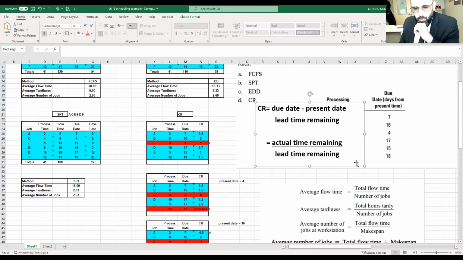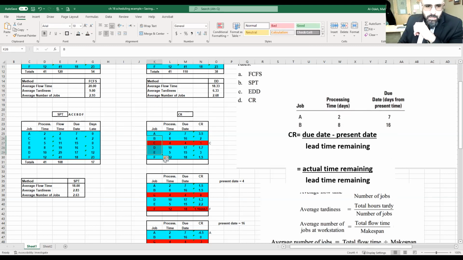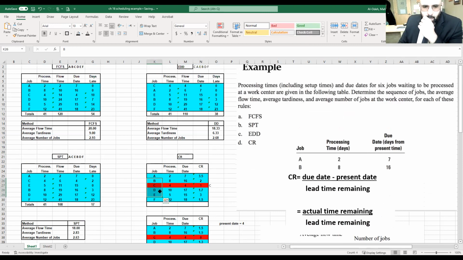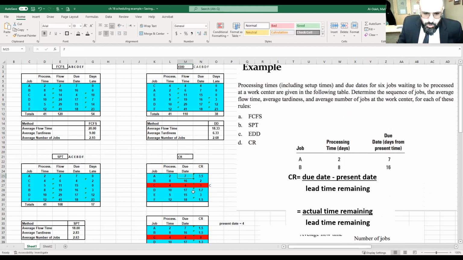So the first thing we need to do: we took the information from the original table, A, B, C, D, E, F, and now we're going to calculate the CR ratio. As you see, the CR ratio is calculated by the due date minus the present date. For example, we are on due date 7 for A. Okay, we are on day 0 right now.